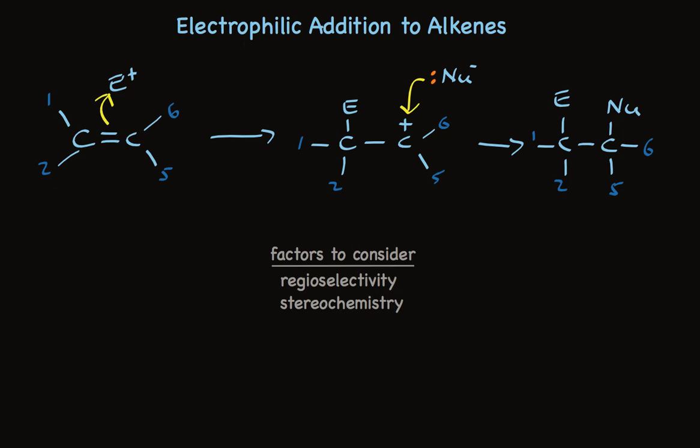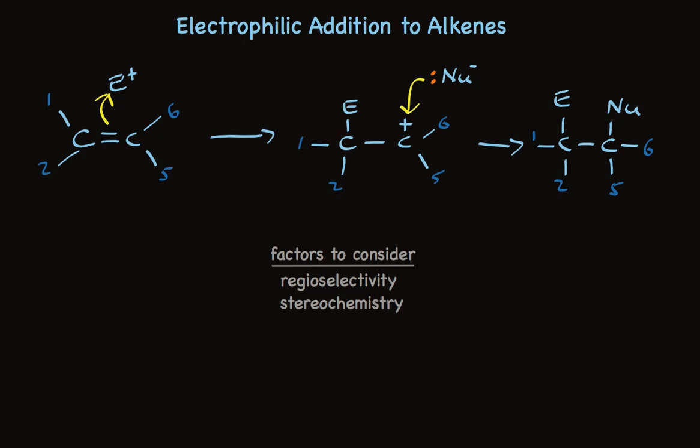And in terms of the stereochemistry, now that we see there can be an intermediate involved, we see that the answer to the stereochemistry question may be complicated. It may not be as simple as looking at the stereochemistry of the starting alkene. We'll look at both of these factors in the context of each of the reactions we talk about, because it turns out that the regioselectivity and the stereochemistry of these addition reactions depends on exactly which reaction it is.